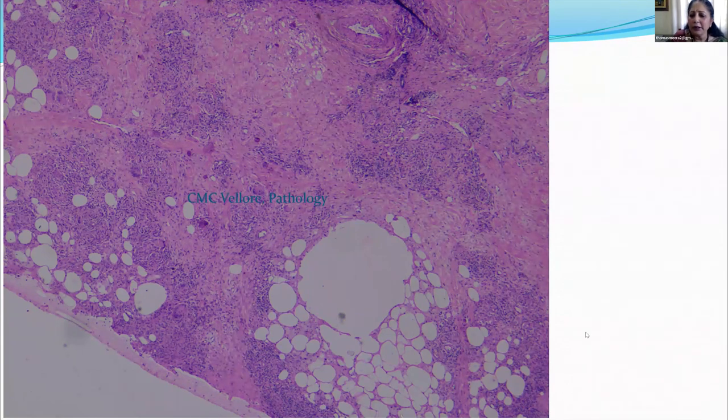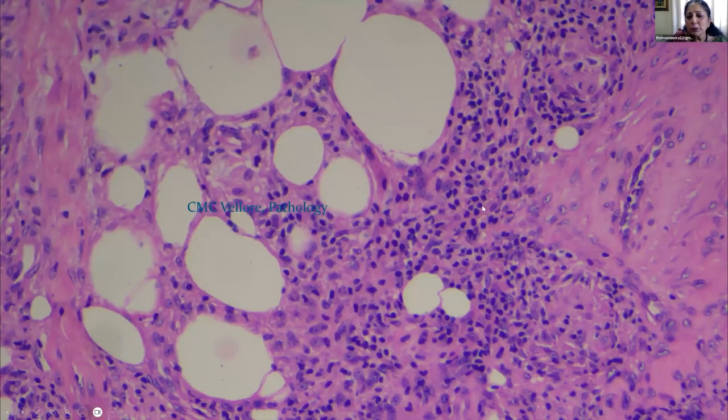Let me take it under higher power. What is the infiltrate like? What cells are these? The dark blue. What are the dark blue cells? Any idea? Dark blue cells are neutrophils. What is the shape of neutrophils? How many nuclei does a neutrophil have? Lymphocytes. Yeah, because neutrophil usually has more than 3 nuclei.